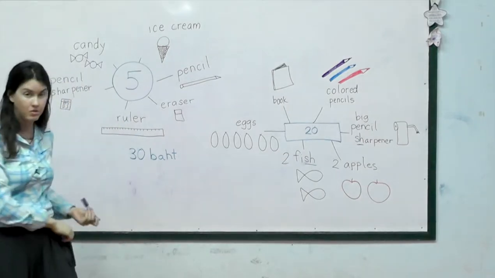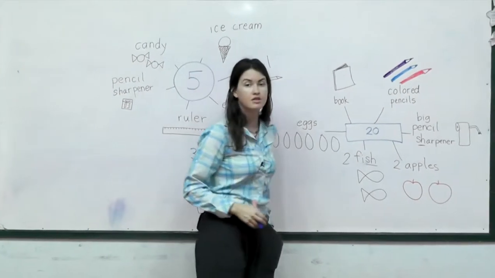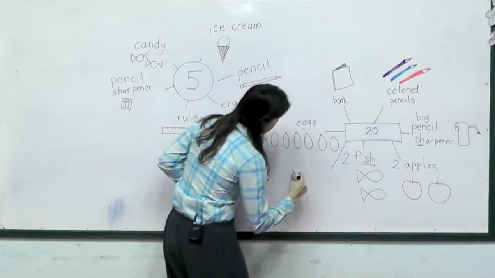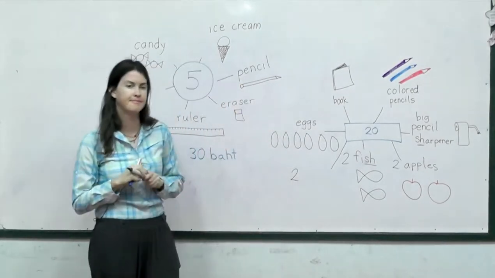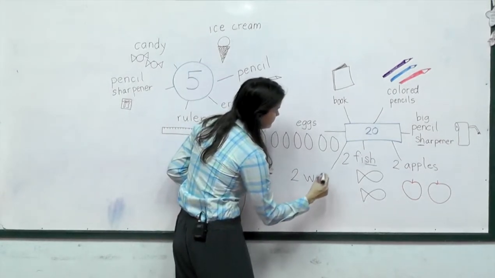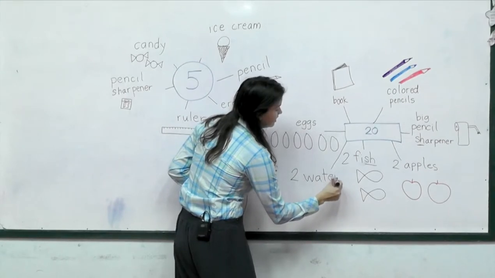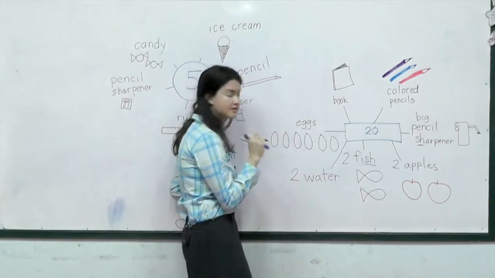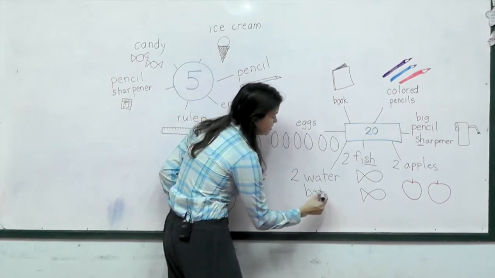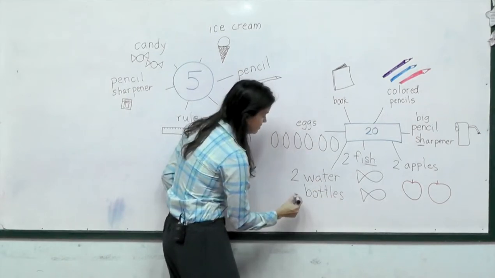One bottle. Oh, a bottle of water? That's a good one. Two bottles of water we can buy? Yes. All right, cool. How do we spell water? Good. W-A-T-E-R. First sound. We're going to put bottles. That's where our S will be. Two water bottles. Very cool.